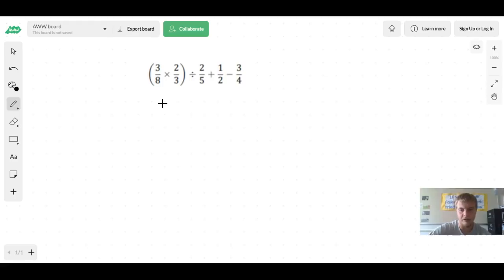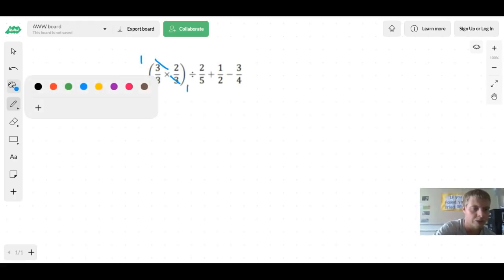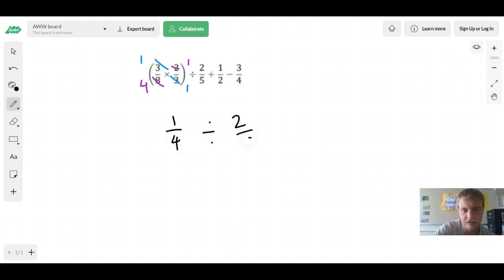But on this problem, what we'd want to do is go through the order again, which we have parentheses. So again, the nice part about multiplication is you can multiply the tops and multiply the bottoms, and you can also cross-reduce. So I'm going to cross-reduce right away because I have a 3, so I could divide the top and bottom by 3 right here. And I could divide the top and the bottom here by 2, which when you multiply straight across then, you get 1 over 4 divided by 2/5 plus 1/2 minus 3/4.